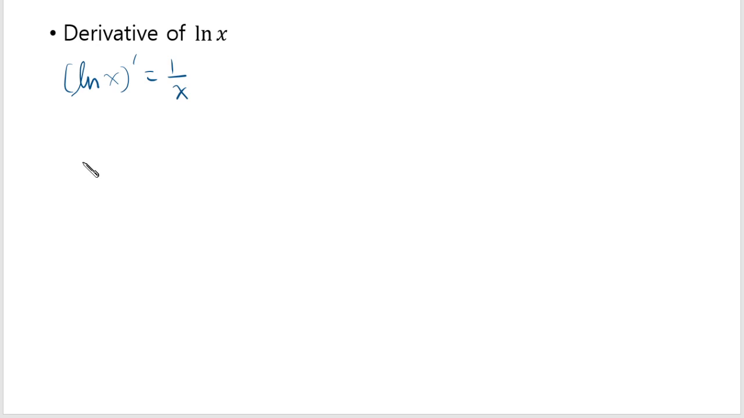reason this is true actually relies on the fact that e to the ln of x, because e and ln cancel, is the same thing as x. And this is really an identity. It's true for any value of x, right? As long as x is in the domain of ln, so if x is positive, these two sides are equal. Now, when two sides are equal for infinitely many values in an interval, then that's called an identity.